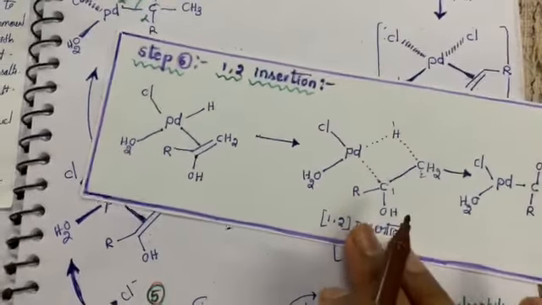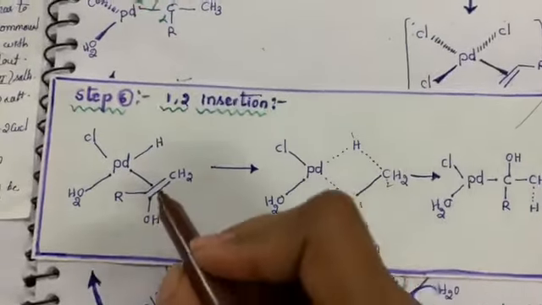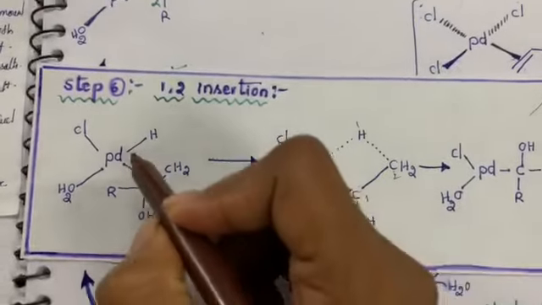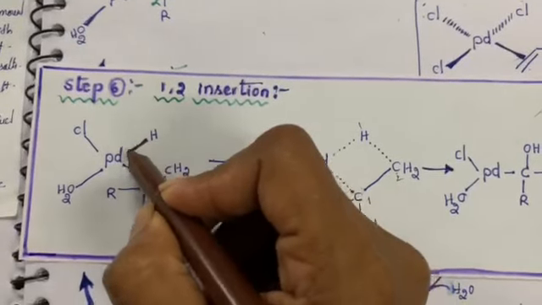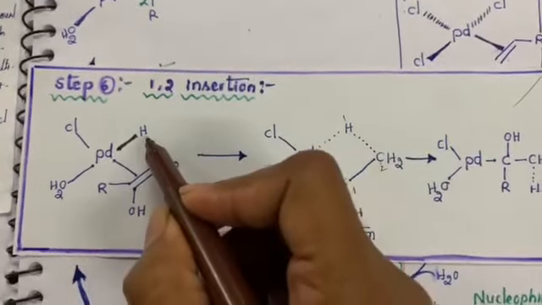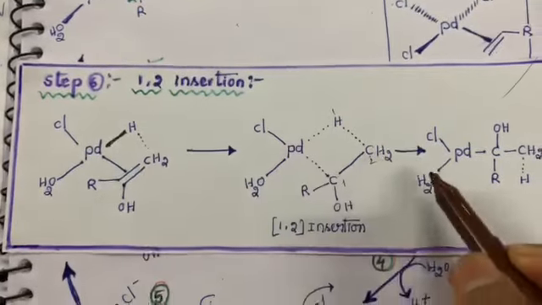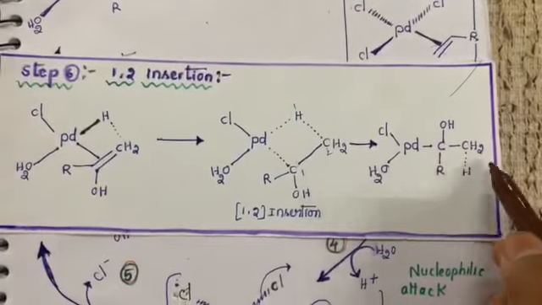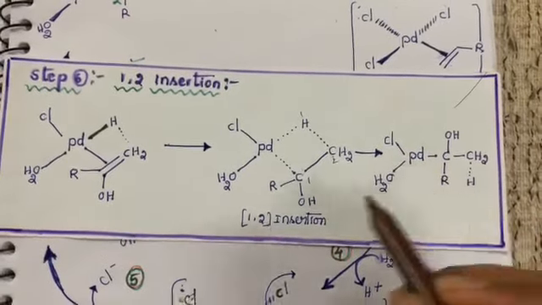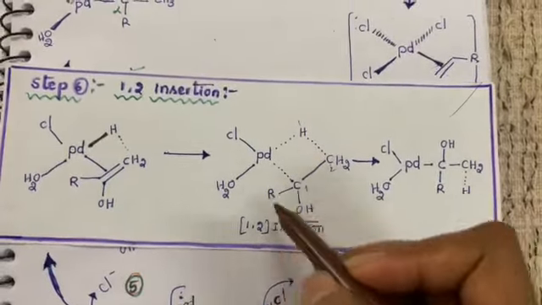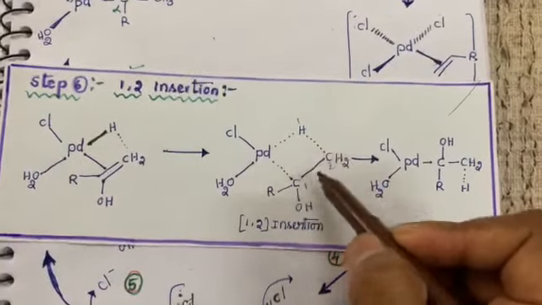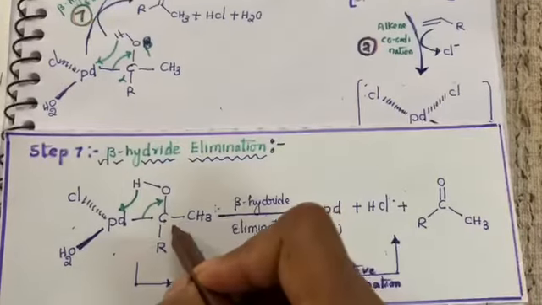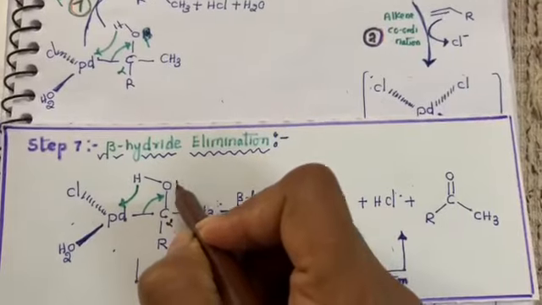We could see the 1,2 insertion clearly here. Due to the 1,2 insertion, you could notice this palladium hydrogen bond is going to break, and a new bond is going to develop between this hydrogen and CH2, and it is used to produce again a 2-hydroxy alkyl substituted palladium complex. Here the 1,2 insertion is going to occur with the formation of a 4-membered ring, in which again, if you see here, this is the alpha carbon, this is the beta carbon.